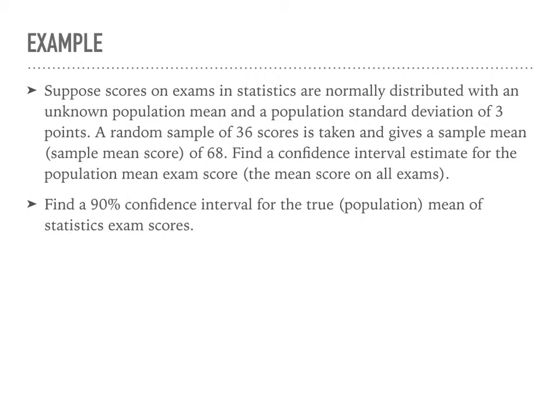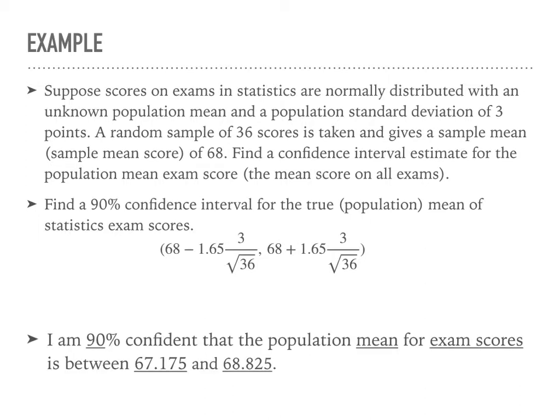Knowing that we want a 90% confidence interval, we know that we need a z value of 1.65. So let's plug everything into our formula. 68 minus 1.65 times the ratio 3 over the square root of 36, and then 68 plus 1.65 times the ratio 3 over the square root of 36. Simplifying each of those numbers, we end up being able to state, I am 90% confident that the population mean for exam scores is between 67.175 and 68.825.